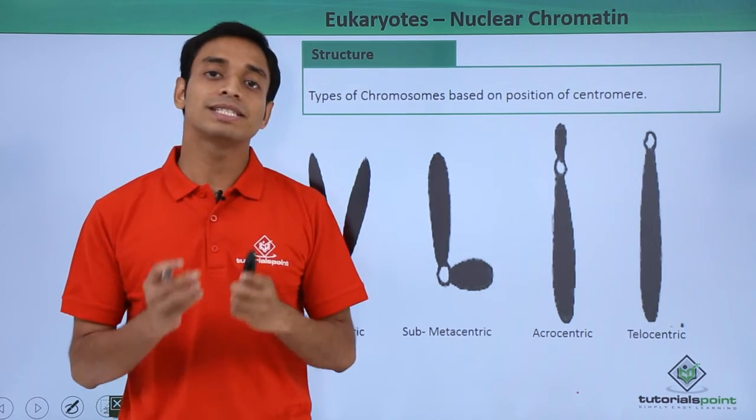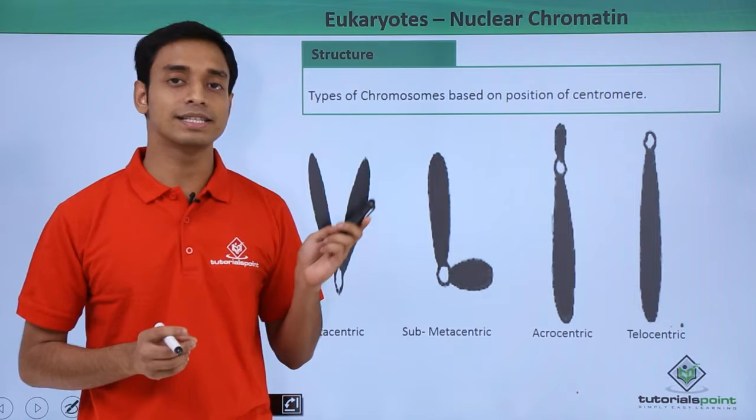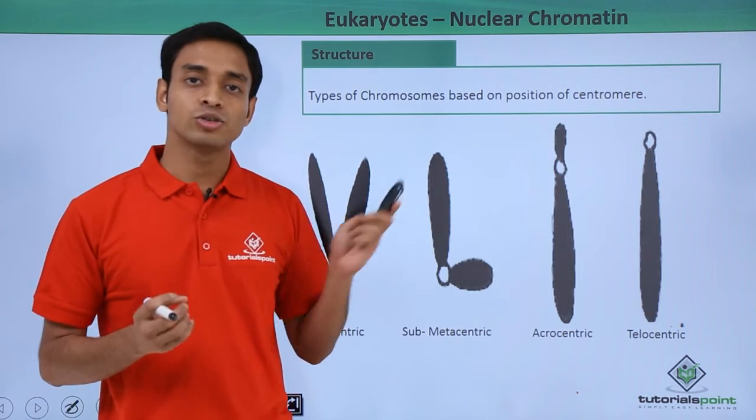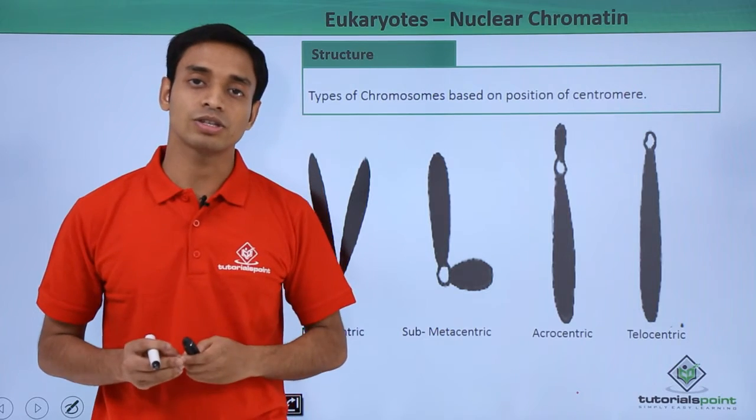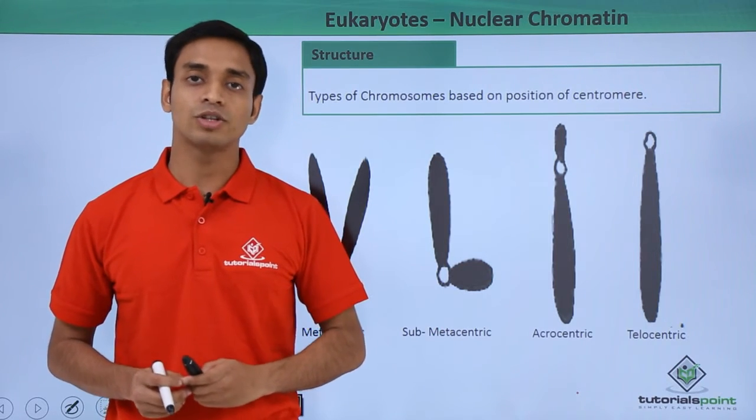At times there are some secondary constrictions present inside the chromosome structure. These secondary constrictions appear as small fragmented structures. These are known as the satellites of the chromosomes.